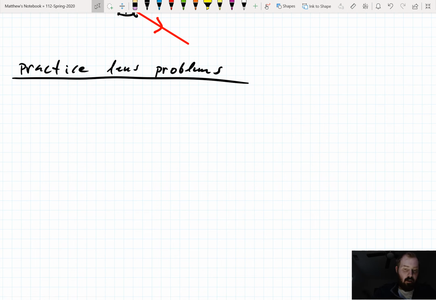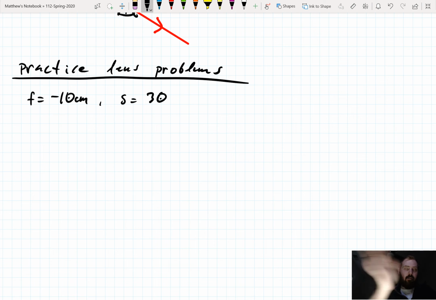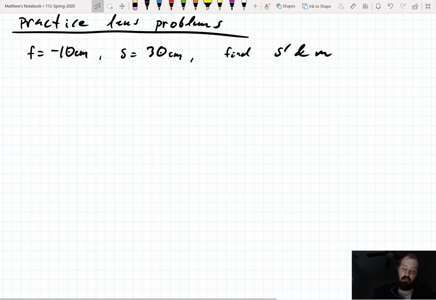All right, so we've got a diverging lens, which means it'll have a focal length of minus 10 centimeters. We're going to do the same thing. S equals 30 centimeters. Find S prime. Say it with me: draw the picture first.